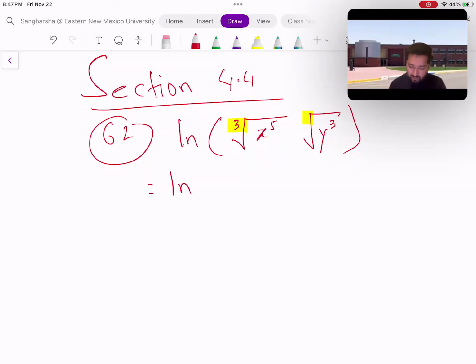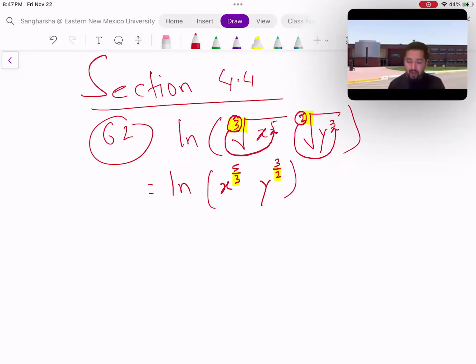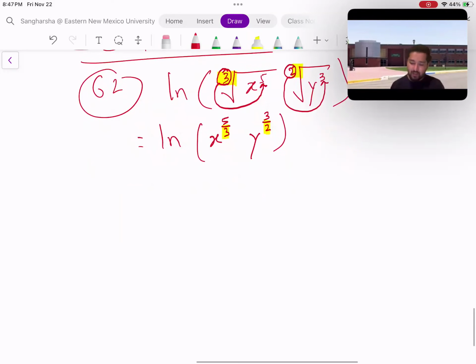We have ln, and how do we get rid of the radical sign? We use this index to divide our exponent. We have a 2 here, so you divide this exponent 3 by 2. So we have x to the power 5 divided by 3 times y to the power 3 divided by 2. Your denominator is the index. Okay, so this is the first step. If you have a radical expression, get rid of the radical sign.